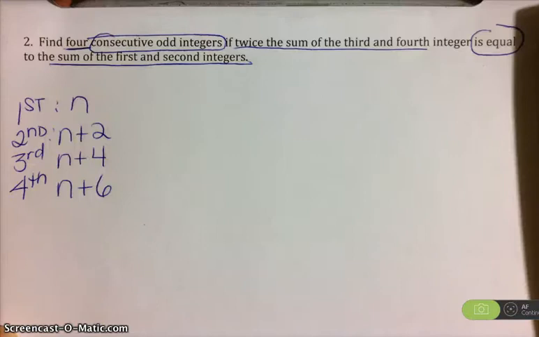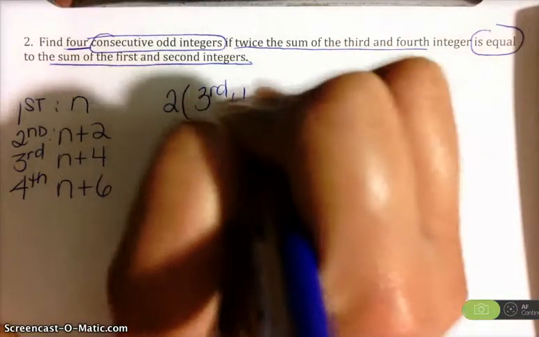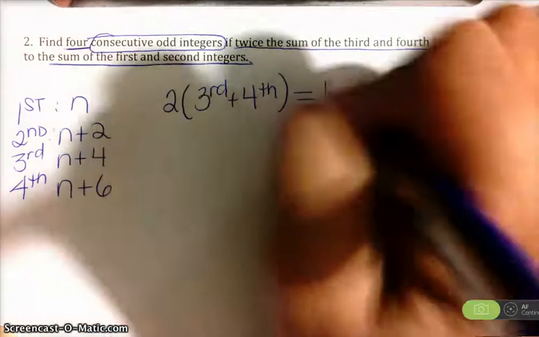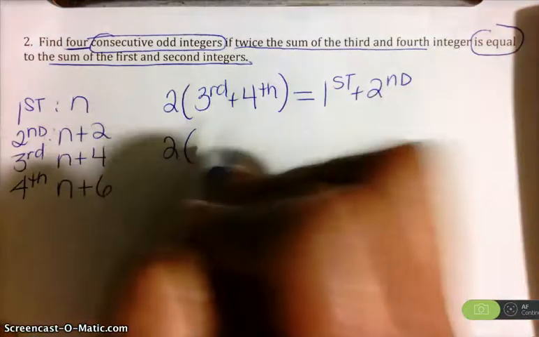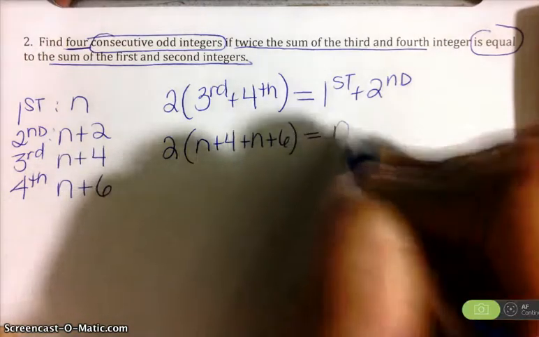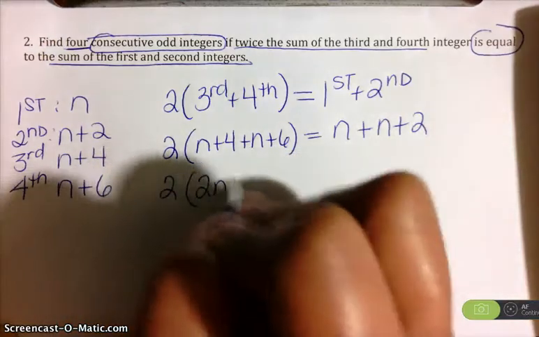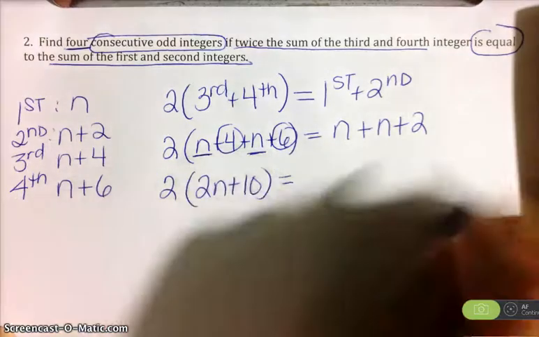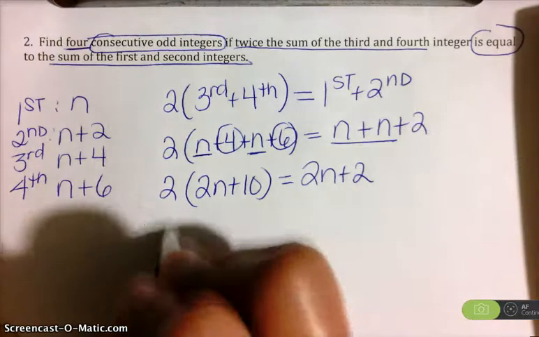Okay, so it says twice the sum of the third and fourth. So that's 2 times the third plus the fourth is equal to the sum of the first and the second. Okay, so now it's 2 times n plus 4 plus n plus 6 equals n plus 2. Combine your like terms. That's going to give us 2n plus 10 here, 2n plus 2. Now we're going to use our distributive property.